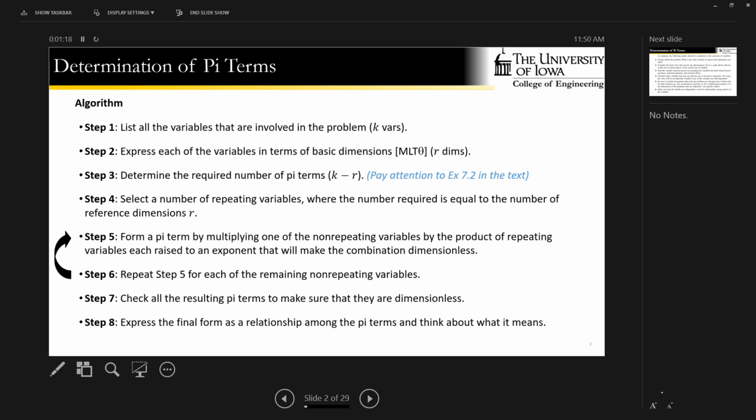And then step 5 is you take these repeating variables and you multiply them by the other, what are called non-repeating variables, with powers sufficient that you can cancel out the dimensions of those non-repeating variables. And you go through this and do it for each of these non-repeating variables. Steps 7 and 8 are basically to check that your results are actually dimensionless, and then ponder. So right now, this is sort of a confusing list until you've seen it done at least once.